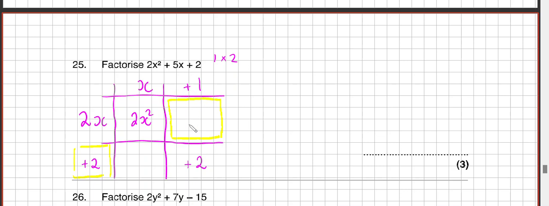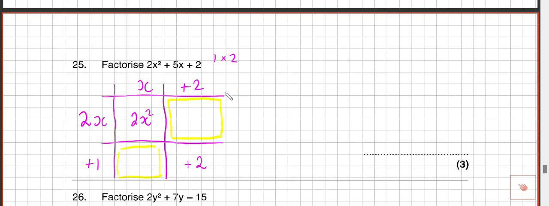So 2x times 1 is plus 2x, and 2 times x is plus 2x. Yeah? Do those two add up to make the 5x? No, so that means I know that this can't be plus 2 there and can't be plus 1 there. Alright? So that means it must be plus 1 and plus 2. Why do I know it must be? Because that's the only other option, because this one doesn't have any option.